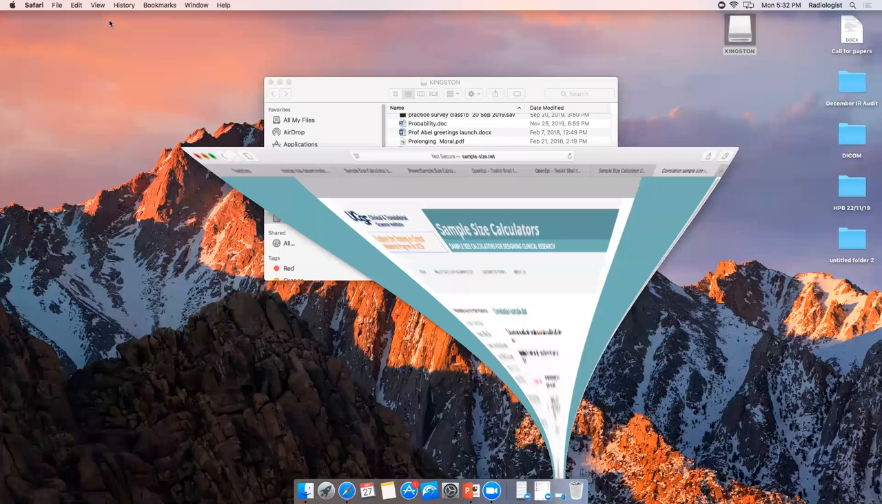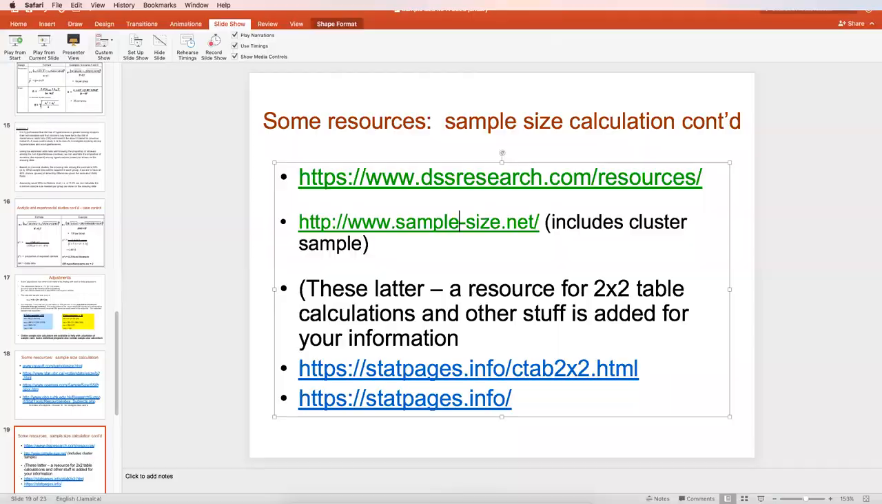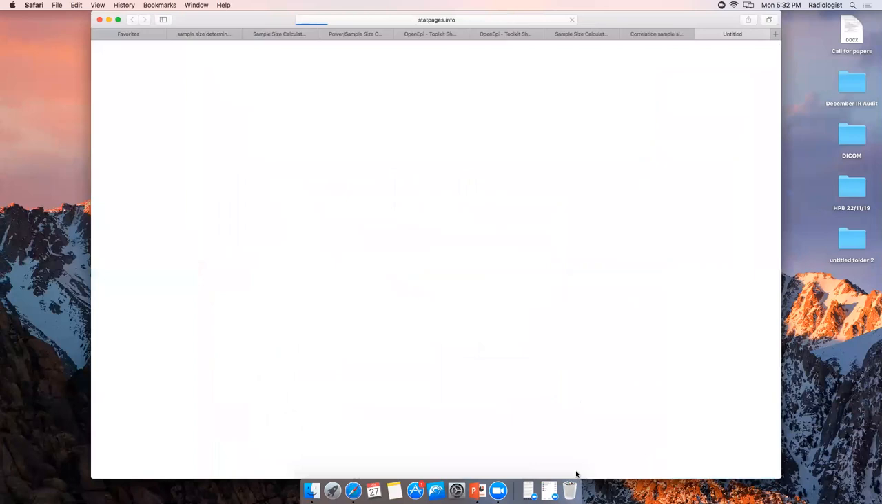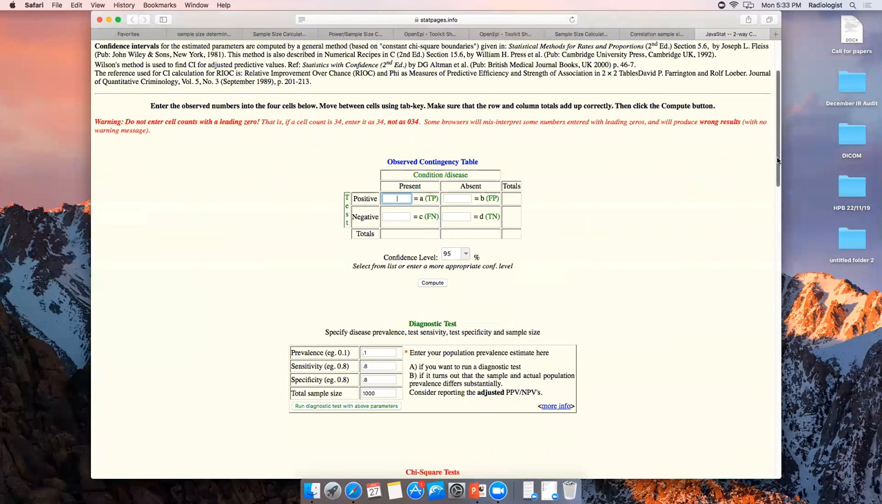And then the final site that I put on this, it has some sample size calculation, but it's a very good site just for statistics. And so this site, statspage.org, I'm going to just do two, this one. This is a site. This is not what the class is about, but sorry.